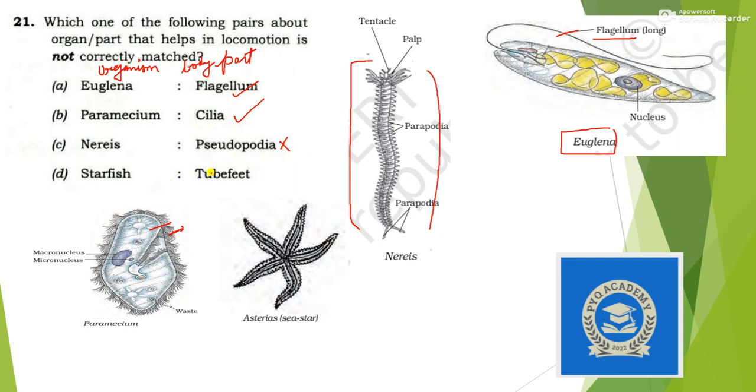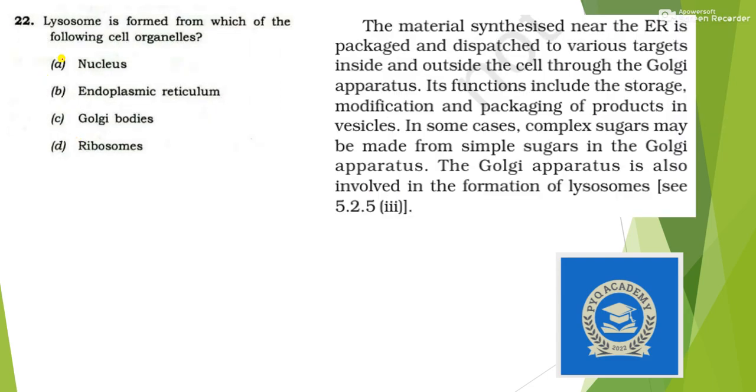And starfish, tube feet. Yes, you can see here in case of starfish it is tube feet. So this is also correct. So our answer is option C, since the question was asking about the not correct pair. Next question. Lysosome is formed from which of the following cell organelles? A very easy question. You can find this easily in the cell chapter. The Golgi apparatus is involved in formation of lysosome. So the answer is Golgi bodies.